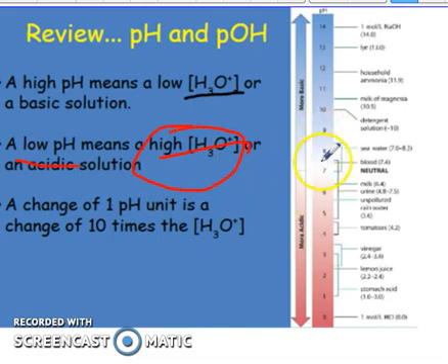And then just to overview, remember that each change in a pH number is actually a times 10 increment. So if I have something that is a pH of 10 in comparison to something that's a pH of 8, I would say that the pH of 10 is 100 times more basic. So it would be times 10 and then times 10 again, and that's because it's based on a logarithmic scale.